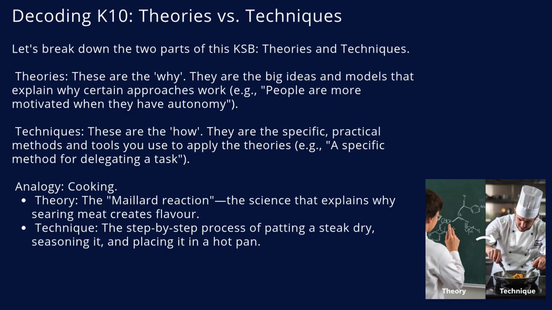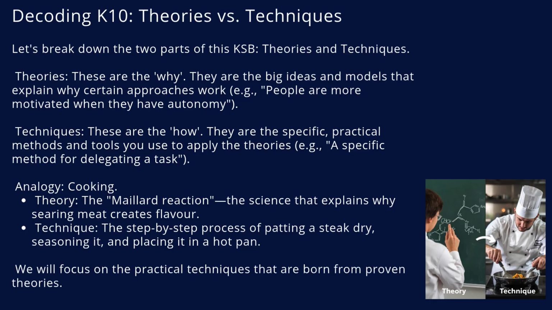I find a cooking analogy works well here. The theory is the science. For example, the Maillard reaction is the scientific theory explaining why searing meat at a high temperature creates deep, savory flavors. The technique is the practical, step-by-step method the chef uses: patting the steak dry, getting the pan incredibly hot, using the right oil, and searing it for a precise amount of time. You don't need to be a food scientist to be a great chef, but knowing the basic theory helps you understand why the technique works. Today, we're going to focus on 5 essential management techniques that every successful professional needs.